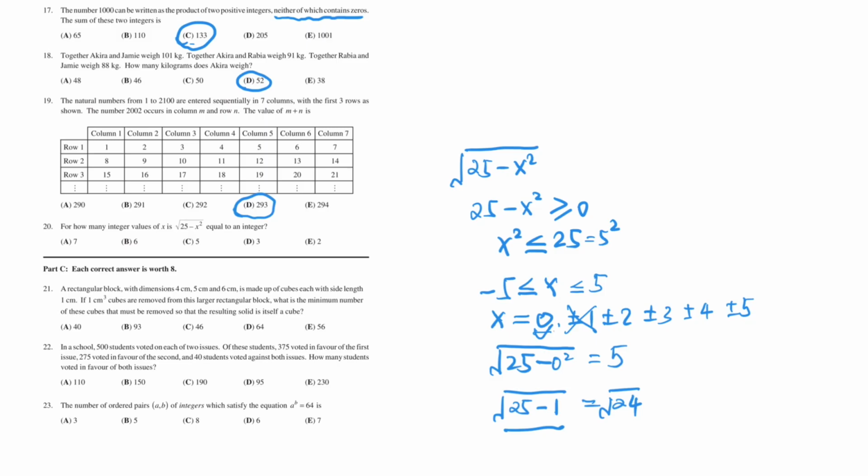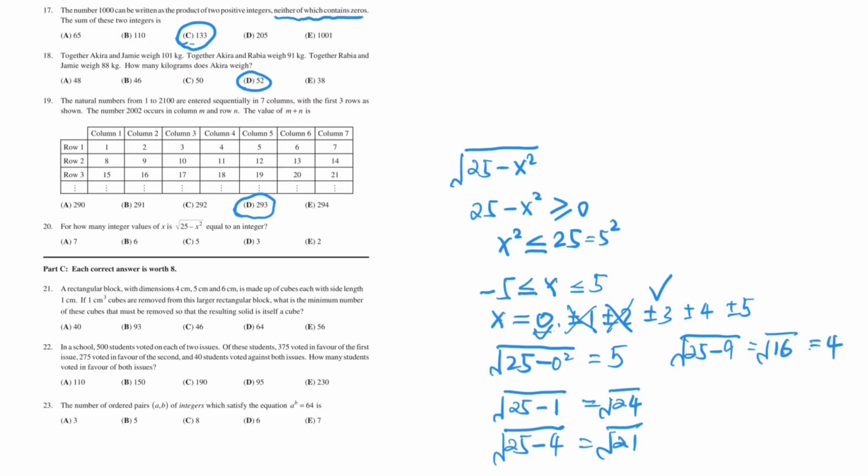Plug in 2: 25 minus 2 squared, that's 4, equals square root of 21. It is not a square number. And 3: square root of 25 minus positive or negative 3 squared, that's 9, equals square root of 16. That's 4. So positive and negative 3 work.